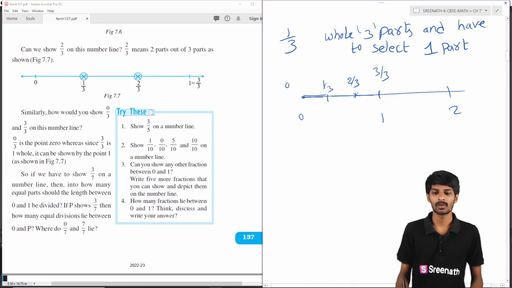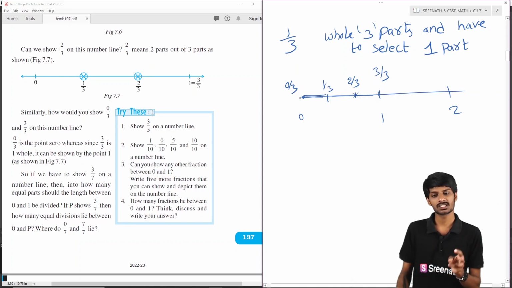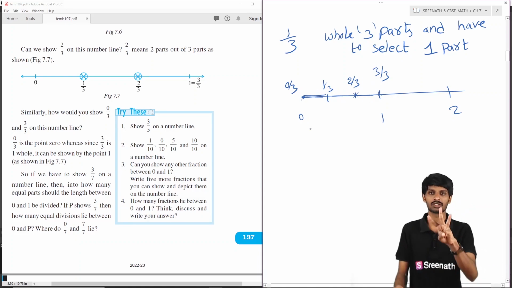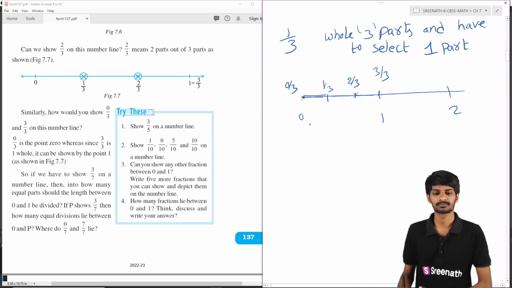And what about 0 by 3? 0 by 3 is nothing but the point 0, students. We are taking nothing of the space. The space between 0 and 1 is made into 3 parts, and we are not taking any part. Then it represents 0 by 3. For 3 by 3, the space between 0 and 1 is made into 3 parts, and we are taking the whole, 3 parts. So it is 1. That is the case, students.